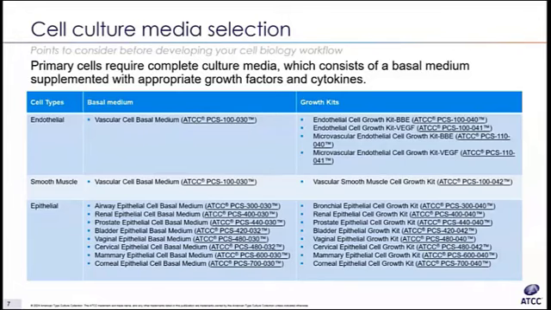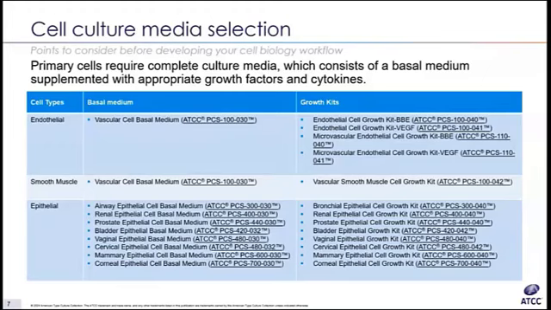Starting first with endothelial cells. These cells form the endothelium, the thin layer of cells that line the interior surface of blood vessels. Endothelial cells can be cultured in complete growth media containing either bovine brain extract, BBE, or vascular endothelial growth factor, VEGF. Use of the endothelial cell growth kit with VEGF will support a faster rate of proliferation, while the endothelial cell growth kit with BBE is recommended if a less defined cell culture medium is wanted.